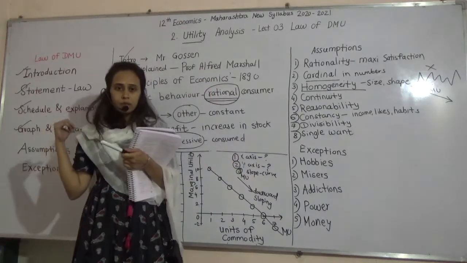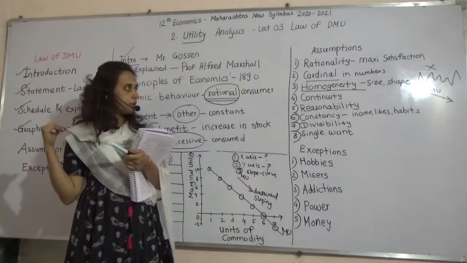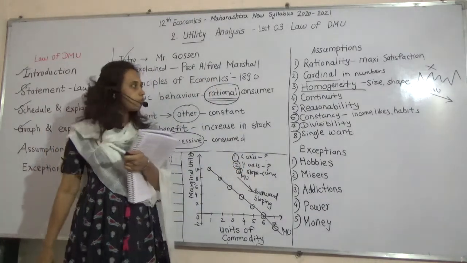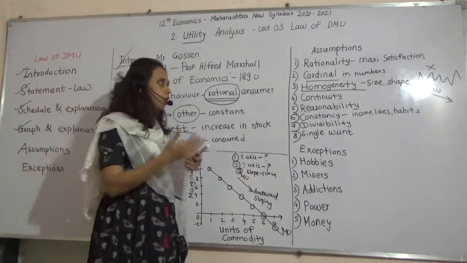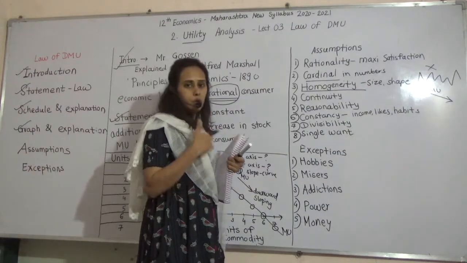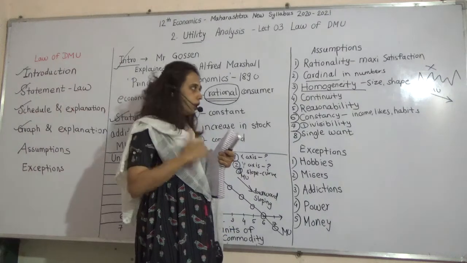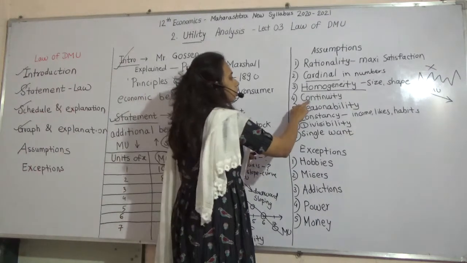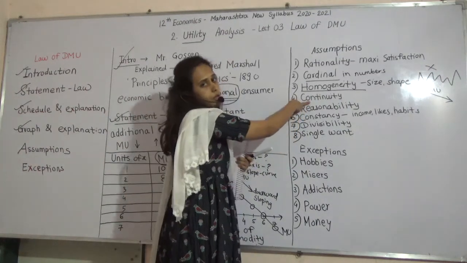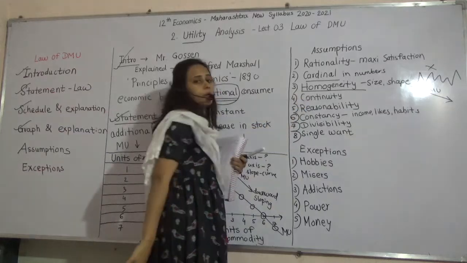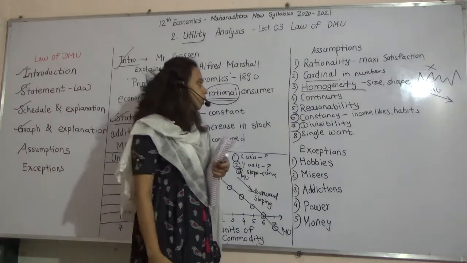Next is continuity. In the law itself, we have studied successive units. What is a successive unit? Without gap, without time gap, without interval, you are going to eat or drink a particular product continuously. So you have to follow this continuity. The law assumes that there should be continuity.